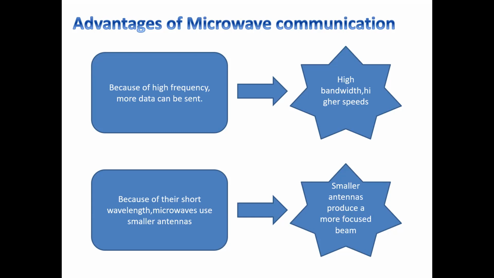So what is the advantage of smaller antennas? They can produce a more focused beam. Okay, these are the advantages of this.